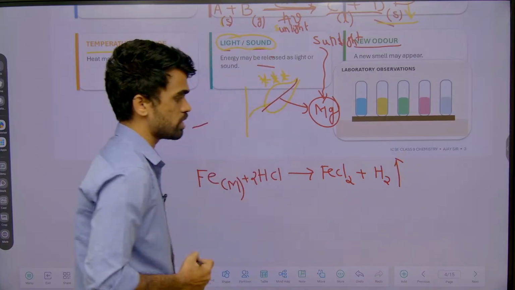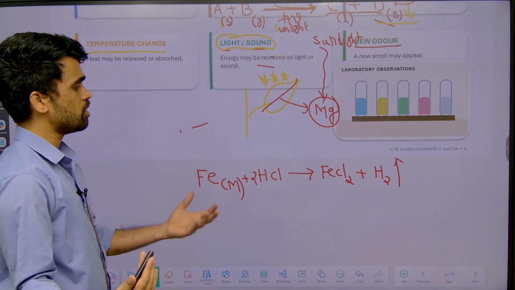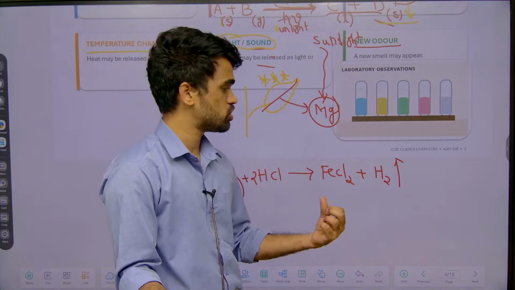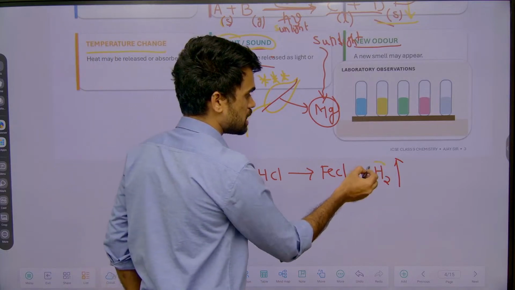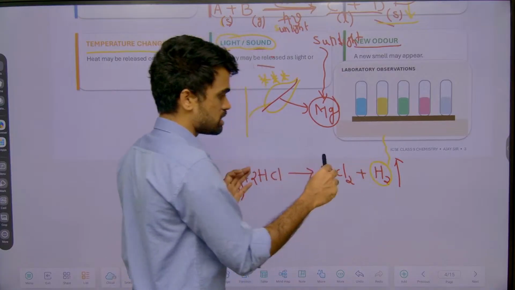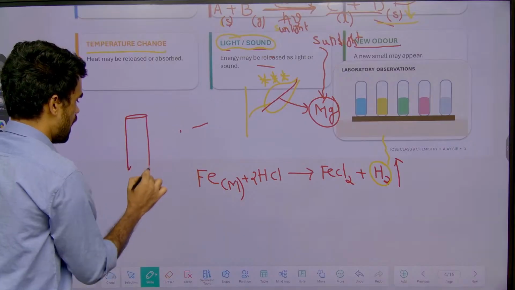What happens? H2 gas is released. This is one type of chemical reaction. Now you might not see any change in smell much, but there will be release of these bubbles. So if you do this reaction in a beaker, let us take this is a beaker having this solution.